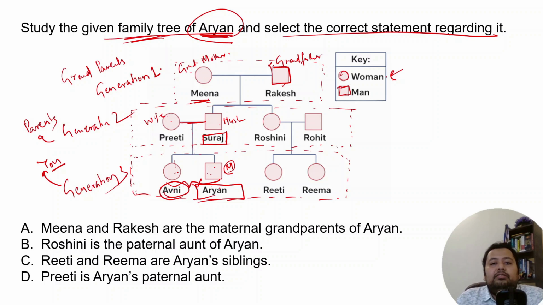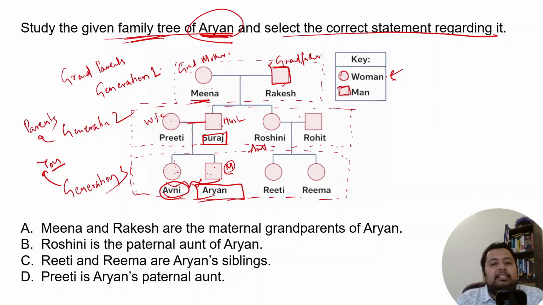So Meena and Rakesh have two children. One is Suraj. Suraj is Aryan's father, and the other one is Roshni. Now, who is Roshni to Aryan? So Roshni becomes Aryan's aunt. Correct? Roshni is Aryan's aunt because Aryan's father, Suraj's sister is Roshni. Correct? And they are both the children of Meena and Rakesh.